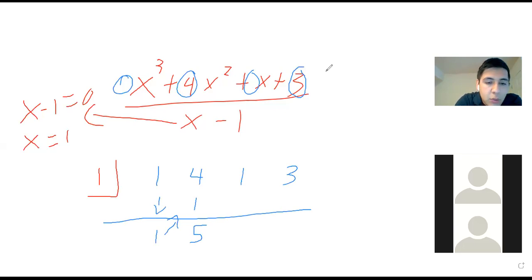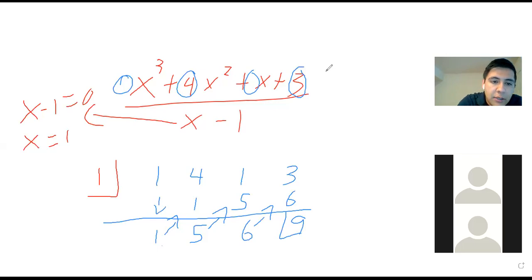Now again, we're going to multiply. So 1 times 5 gives us 5, which goes over here. And we're going to combine 1 and 5. So we're adding 1 and 5 to get 6. And then finally, we have 1 times 6, which gives us 6. So 6 plus 3 would be 9. And so in this case, we have a remainder.